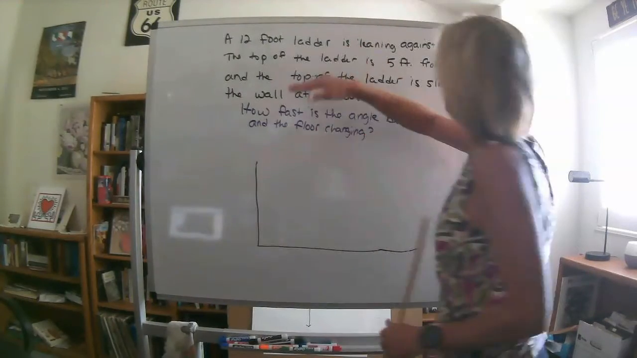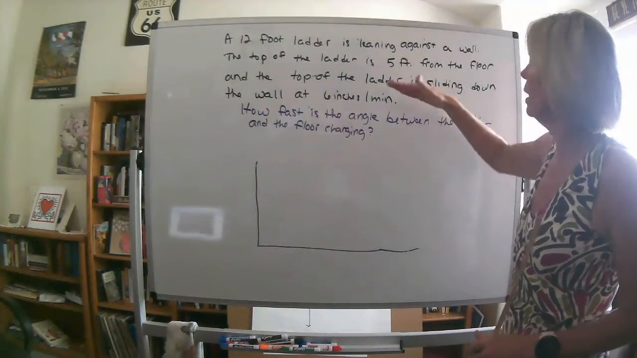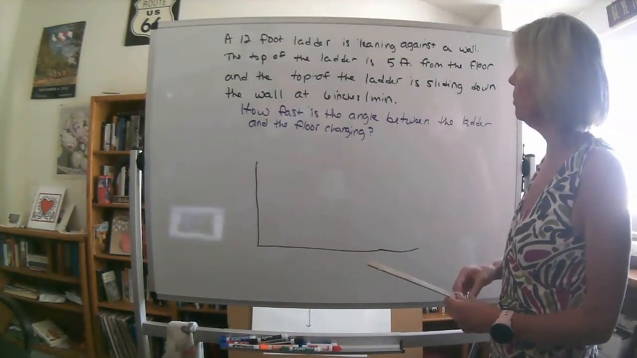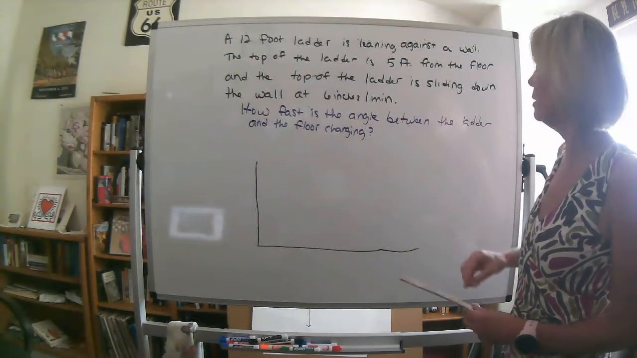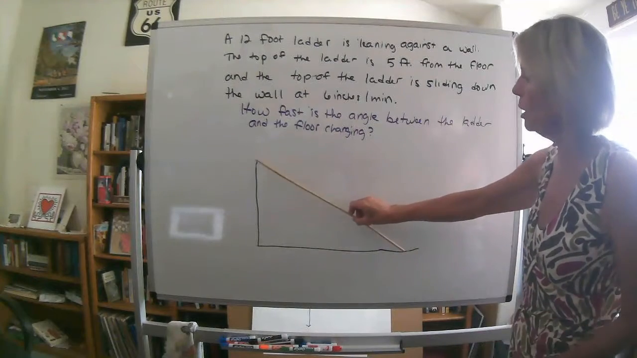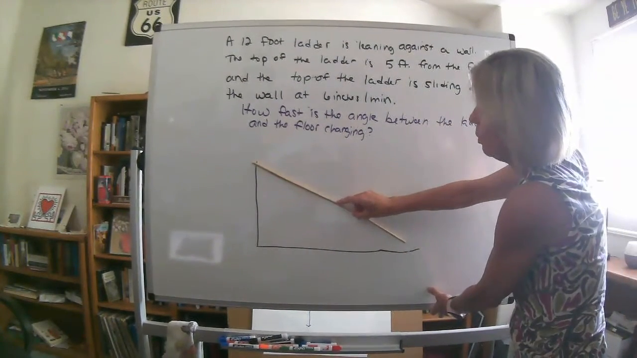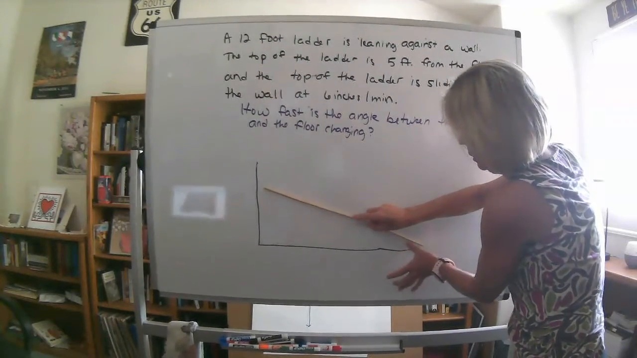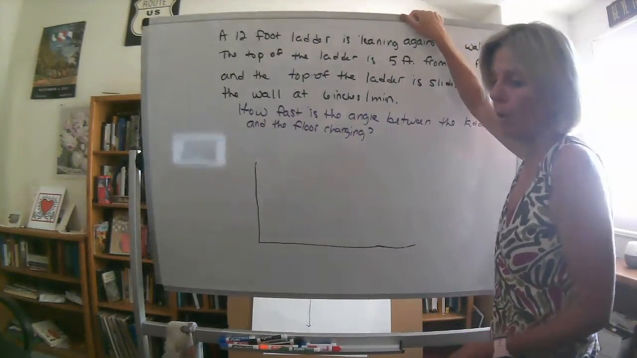We've got a 12-foot ladder leaning against the wall at a height of 5 feet from the floor. The top of the ladder is sliding down at 6 inches per minute. This time the question is going to be, how fast is the angle between the ladder and the floor changing? So we have the same situation as we did in the last problem, but now we're looking at what's happening with this angle down here as the ladder slides down the wall.